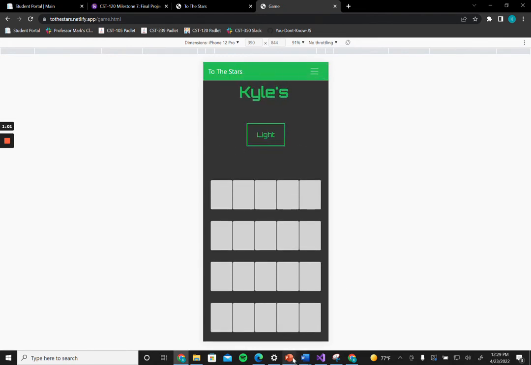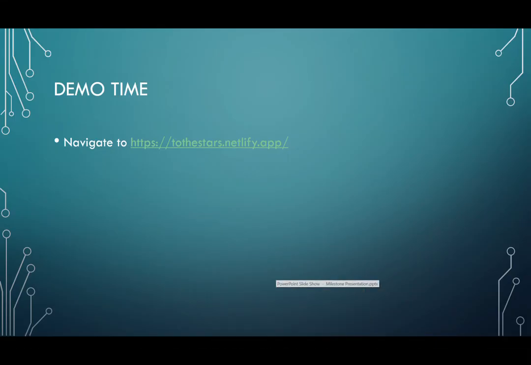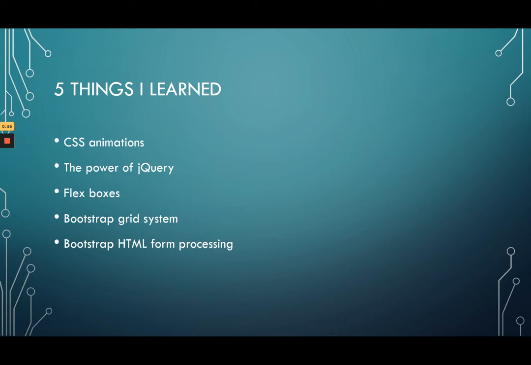So there's a brief demo of my website. Lastly, five things that I learned. CSS animations, that's what we have for every title of every page where it comes across. Learned how to do that. The power of jQuery, I got to finally understand how great it is using it on websites.